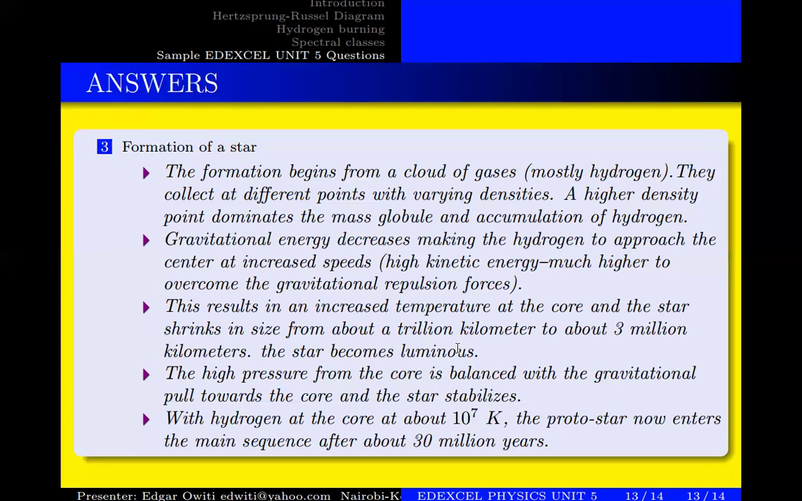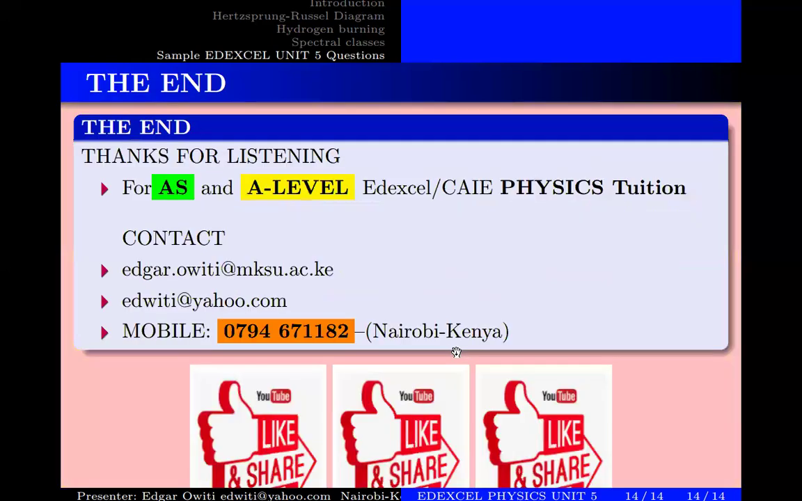And when that takes place, then the protostar is ready to join the main sequence, and that is the formation of a star. So the important points are listed there, and somebody can just pick up the points for remembering. And that marks the end of the lesson today.